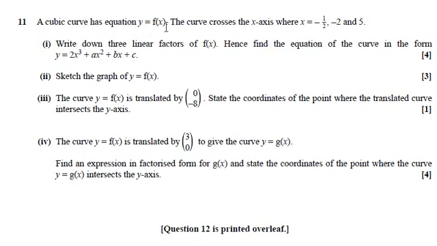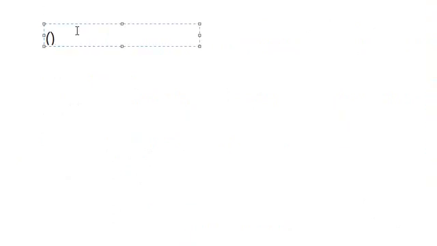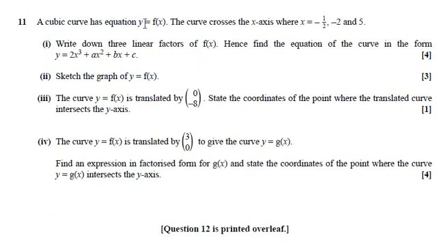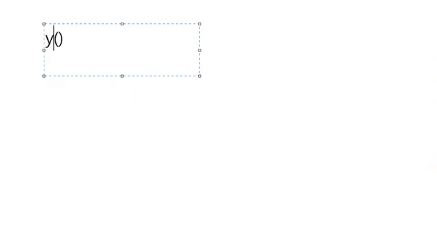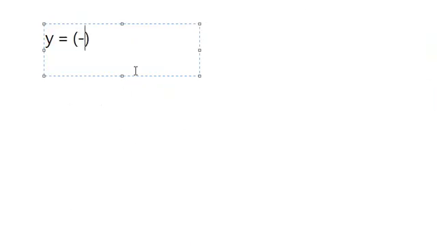Question 11. A cubic curve has the equation y equals f(x), and it crosses the x-axis at -½, -2 and 5. So you need to write down a linear factor. Because it's a cubic, you know there are 3 factors, and it essentially gave you the 3 answers. The formula will always be y, in this case, because it gave you y equals f(x). And sometimes if they don't give you y equals f(x), you write f(x) equals that equation, so that you don't get cheated on or something.